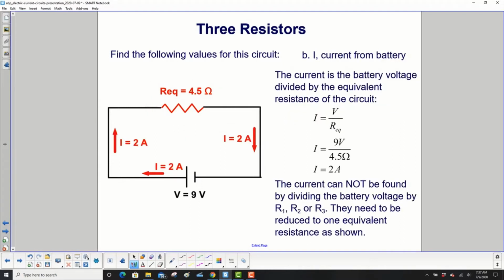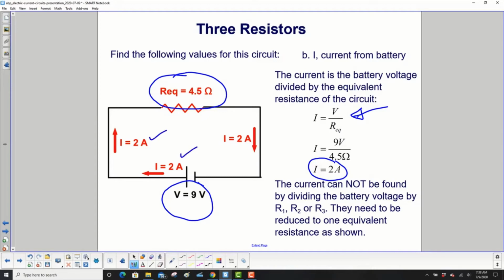Find the current from the battery. Well, this was the point of finding the equivalent resistance. So we have a resistance and we have a voltage. We use Ohm's Law, and it is the battery voltage divided by the equivalent resistance of the circuit. So it's 9 divided by 4.5 ohms, and we get 2 amps. We could not find the current by dividing the battery voltage by either R1, R2, or R3. They need to be reduced to one equivalent resistance as shown. So we show the 2 amps going around the circuit, leaving the battery, going through the equivalent resistance, and coming on back to the battery.